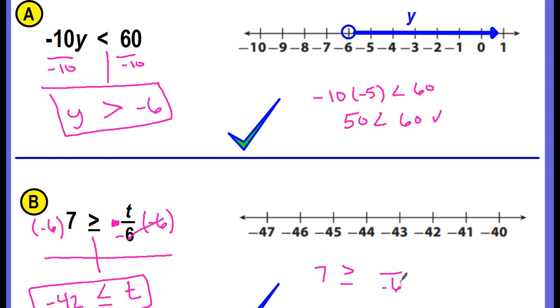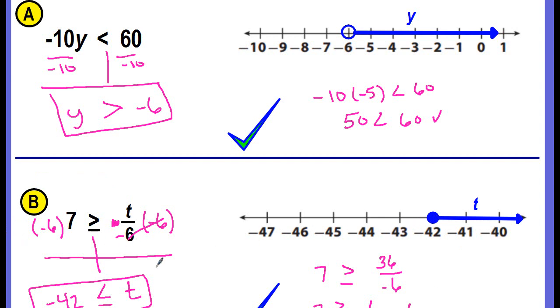Now if you look, we're actually dividing by -6. So I'm going to be smart about this, and I'm going to choose a value that is a multiple of 6. Okay, but it has to be greater than -42. So I'm going to choose 36. Not negative, but just 36. All right, so let's do the math here. 7 is greater than or equal to 36 divided by 6 is 6, and it's a -6 because a positive divided by a negative. Is 7 greater than or equal to -6? Yes, it is.